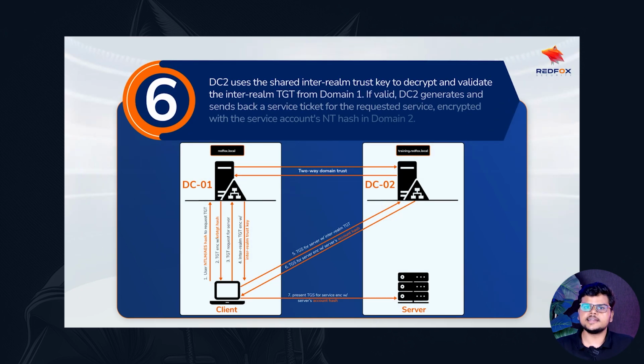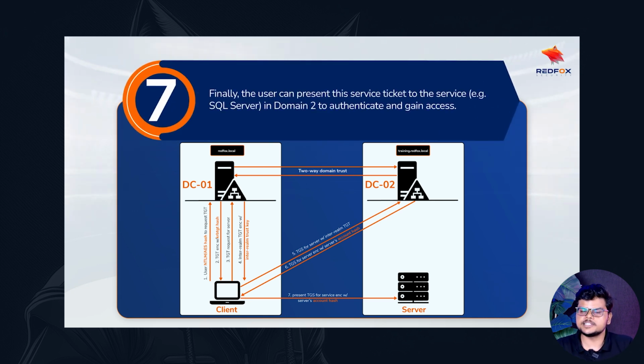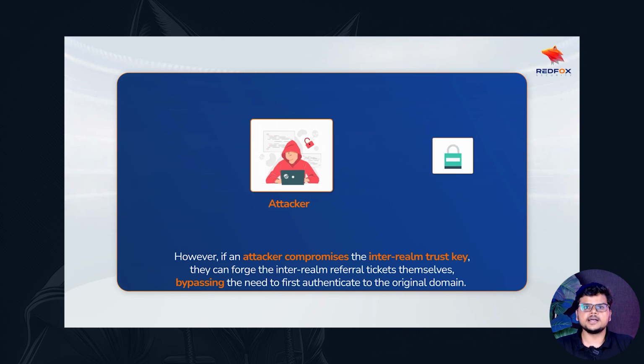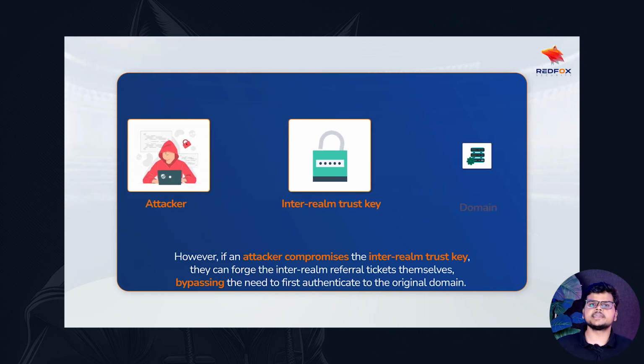DC2 uses the shared inter-realm trust key to decrypt and validate the inter-realm TGT from domain 1. If valid, DC2 generates and sends back a service ticket for the requested service, encrypted with the service account's NT hash in domain 2. Finally, the user can present this service ticket to the service, which is SQL Server in domain 2, to authenticate and gain access. However, if an attacker compromises the inter-realm trust key, they can forge the inter-realm referral tickets themselves, bypassing the need to first authenticate to the original domain.